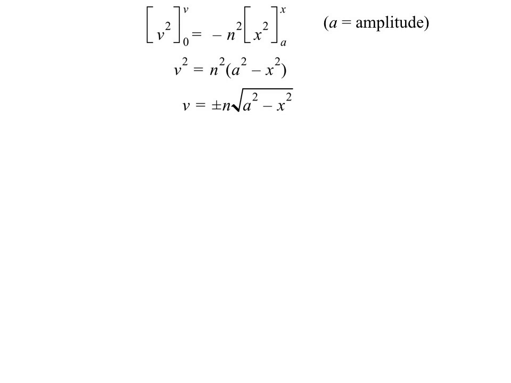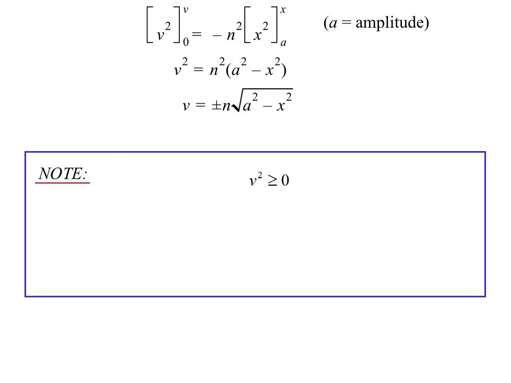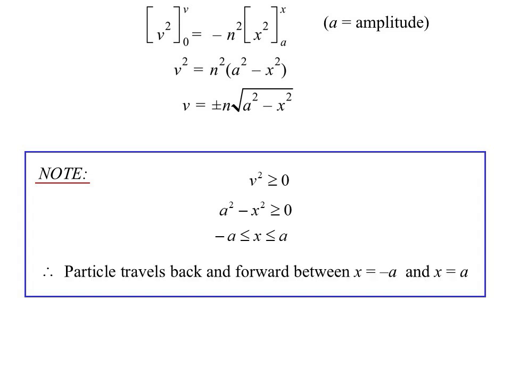Now, at this point, I can show something about that path. Remember that idea, v squared is going to be greater than or equal to 0, or essentially what's under the square root sign. So really, I just need a squared minus x squared to be greater than or equal to 0. If I solve that, there you go. There's the motion. It's going backwards and forwards between a and minus a.